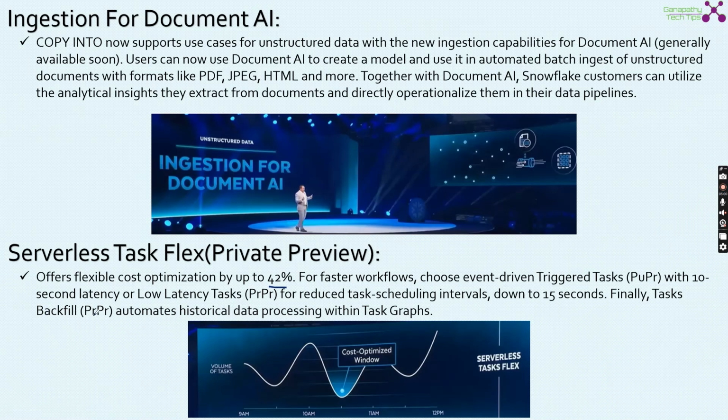Finally, the task backfill, which is in private preview, automates the historical data processing within the task graphs. So these are the use case driven methods, where based on your use case, you can choose between the options which are currently available, which are the event driven triggered task, low latency task, and then there is task backfill as well. But the serverless task flex will save your cost to a greater extent, up to 42%.